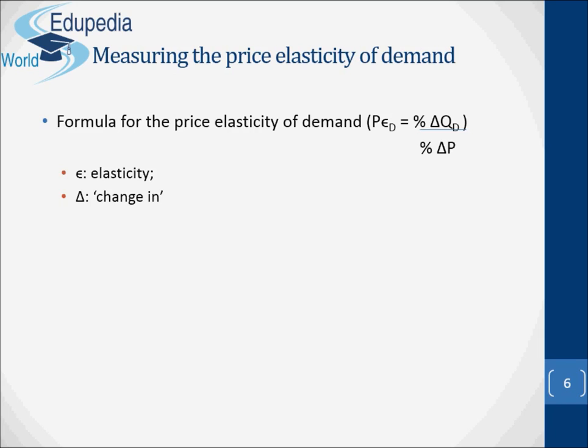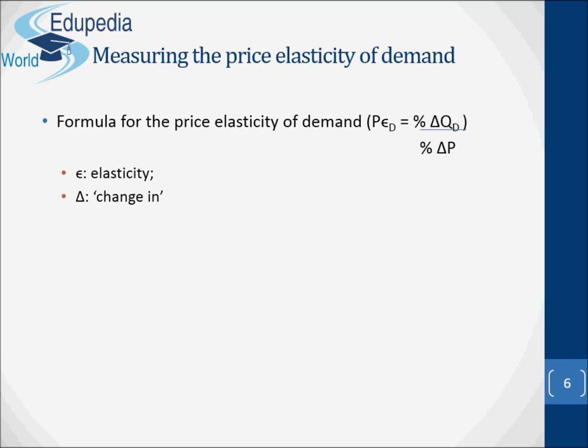Putting this in symbols gives this formula. PεD equals %ΔQD divided by %ΔP, where ε, the Greek epsilon, is the symbol we use for elasticity, and Δ, the capital Greek delta, is the symbol we use for a change in.